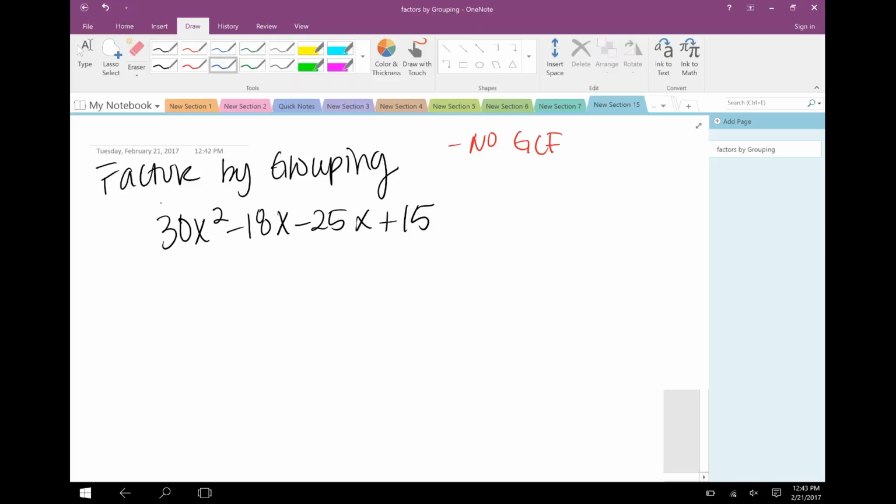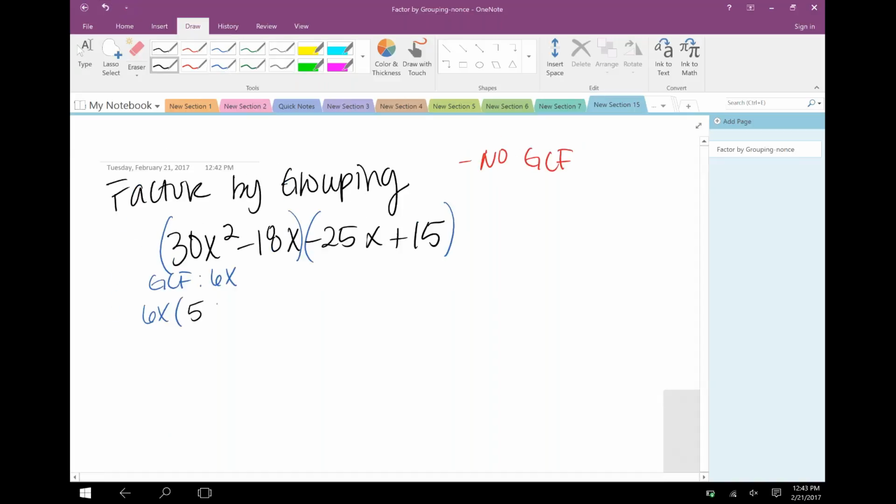So to factor by grouping, we start by grouping the first two and the second two together. And then from each group, we're going to factor out the GCF for each one. So the GCF for this first group is actually 6x. So when we factor that out, 5x minus 3, because 6x times 5x is 30x squared, and 6x times negative 3 is negative 18x. Now we're going to factor out the GCF for this group here.